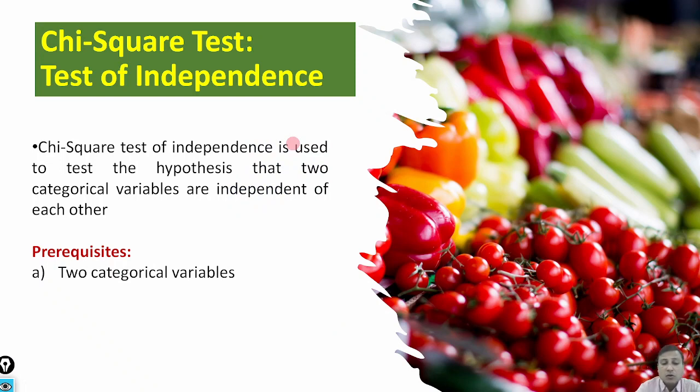So let me start this lecture with the prerequisites of chi-square test. We need to have two categorical variables in our data to perform the chi-square test. And what do we actually test here in the chi-square test of independence? Here in the chi-square test of independence, we test the hypothesis that the two categorical variables are independent of each other. So what does that mean? We'll try to understand using one example. So let me take you to the next slide.